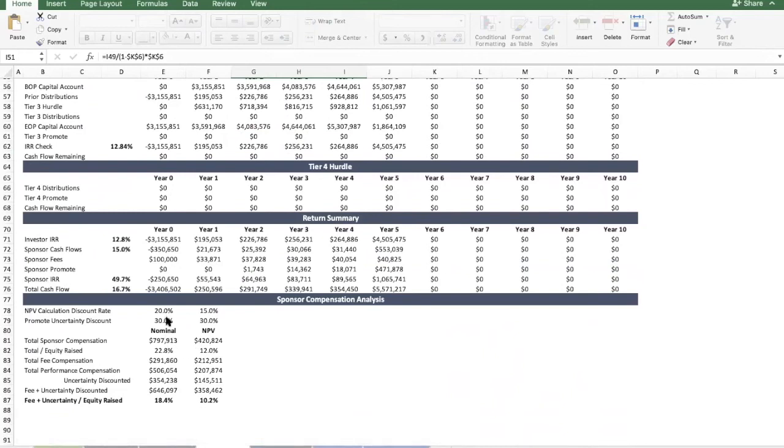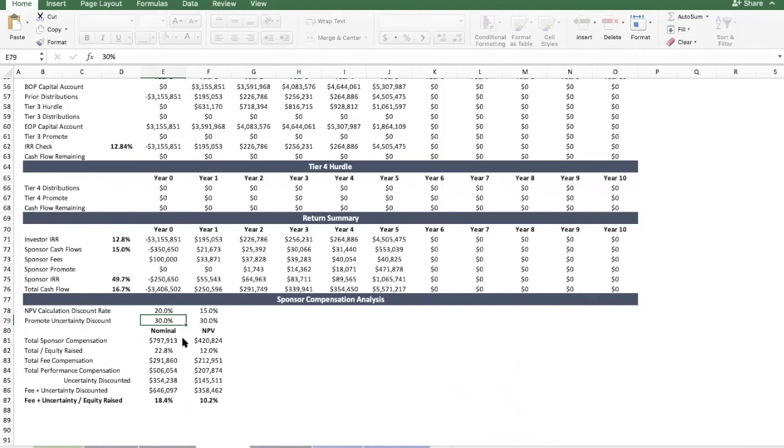But I'll show you my NPV calculation for the sponsor. It's pretty interesting. So we're looking at a discount rate of 20%. So we're taking future cash flows and discounting them back to present value at a 20% rate. And then something I do for myself also is I discount the promote, because there's a lot of uncertainty in promotes, right? Promotes are a levered number, subordinate to the investor's returns.